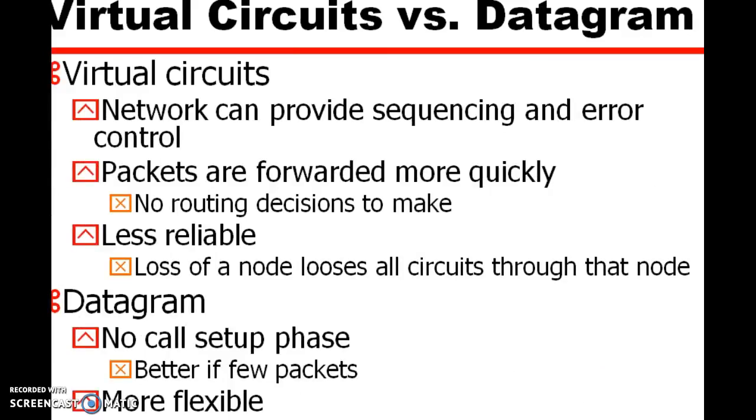Now, the difference between virtual circuits and datagrams. Virtual circuits, what are they? The network can provide sequencing and error control. Packets are forwarded more quickly, no routing decisions to make. Less reliable: loss of a node loses all circuits through that node. Datagram: no call setup phase, better if few packets, more flexible.